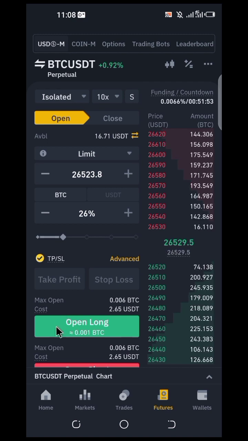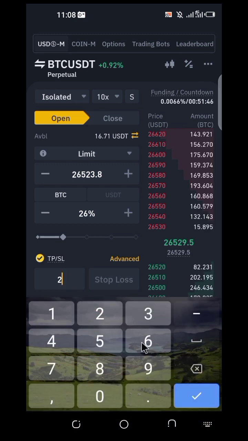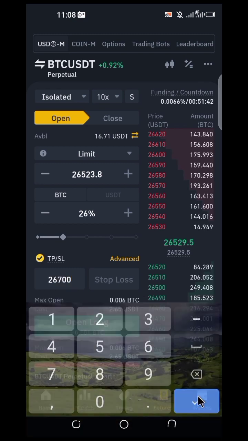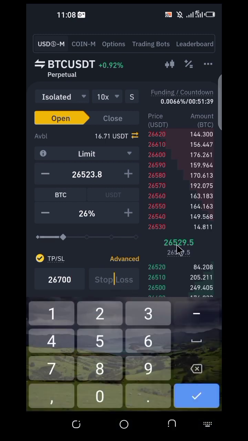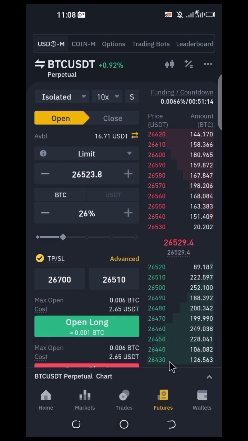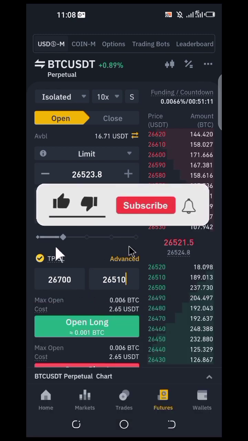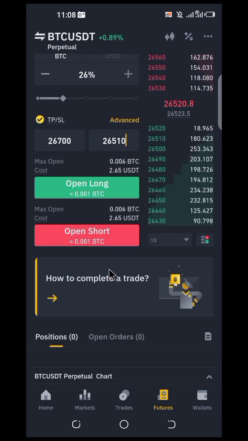So for instance, if I'm going to open a long position for BTC USDT, I'm going to take my profit at 26,700, and then my stop loss will be below the 26,529 USDT. So let's say I will enter my stop loss at 26,510. What this actually means is that when the price of BTC goes down to 26,510, you want to get out of the market. But when it increases to 26,700, you want to take your profit and go out of the market. So basically, that is what take profit and stop loss mean.